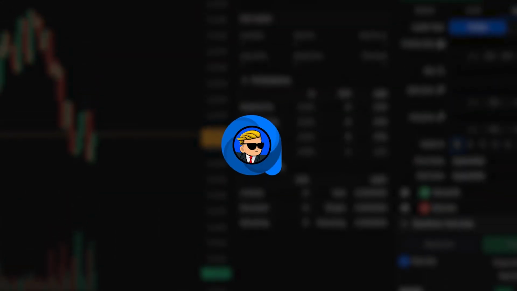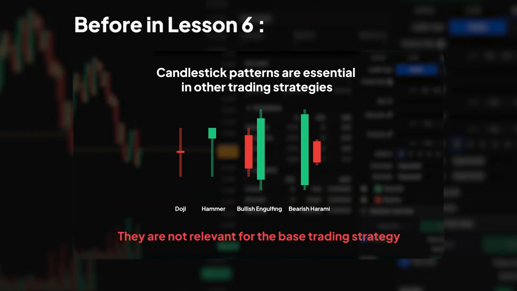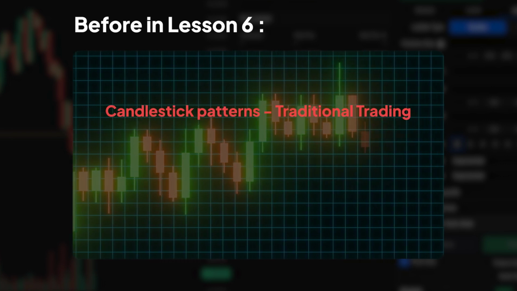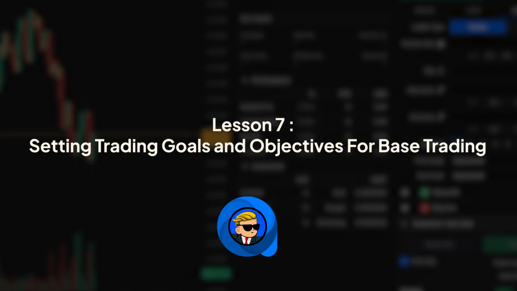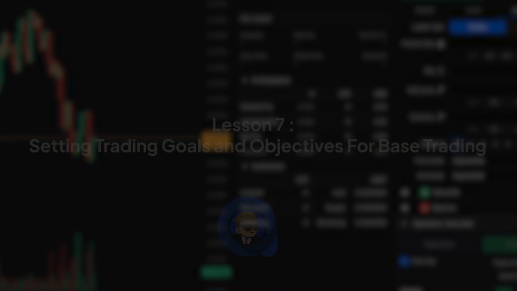Welcome back. In our previous lesson, we discussed why candlestick patterns are irrelevant. Now, let's get into an essential aspect of building a solid trading foundation: setting trading goals and objectives within the context of base trading. Understanding these goals is crucial for success in the trading world. Let's explore how to set them effectively.